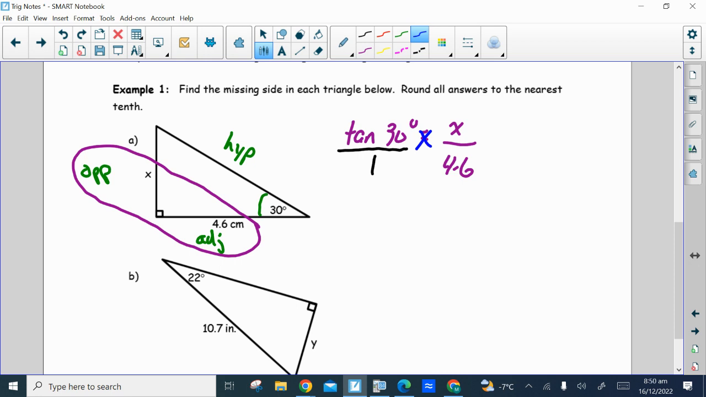It'll be the same effect as multiplying both sides by the 4.6, which is on the bottom on the right, to get x by itself. So you multiply the pieces that are diagonally across from each other. 1 times x is x, and that must equal 4.6 times tan 30. Which we can now go to our calculator and figure out what that equals.